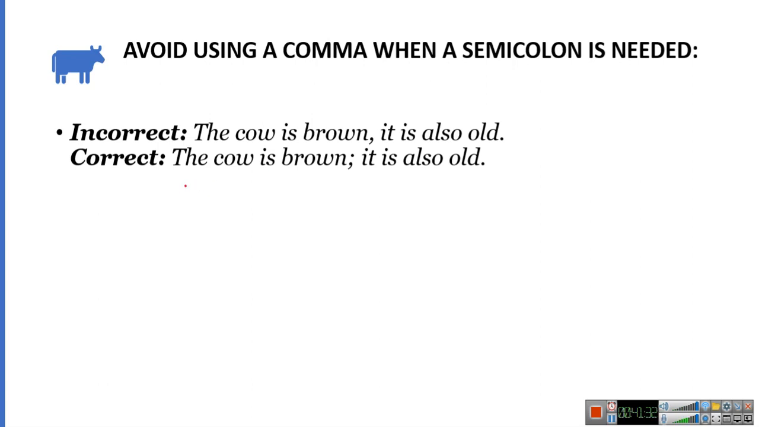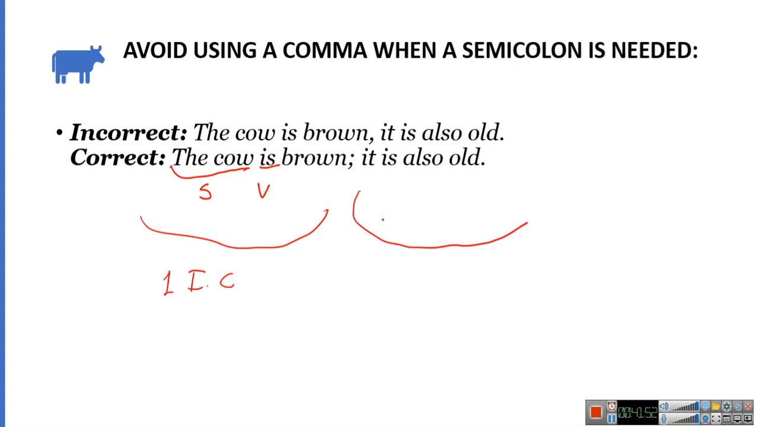So we have two independent clauses. How do we know that these are two independent clauses? We have the cow, which is our subject, and the verb, which is "is." This is our first independent clause. But notice, we also have a second independent clause. We have the subject, "it," and the verb, which is "is." We call this our second independent clause. And when we have two independent clauses, we need to use the semicolon. So you got it right. Thank you, Diana.